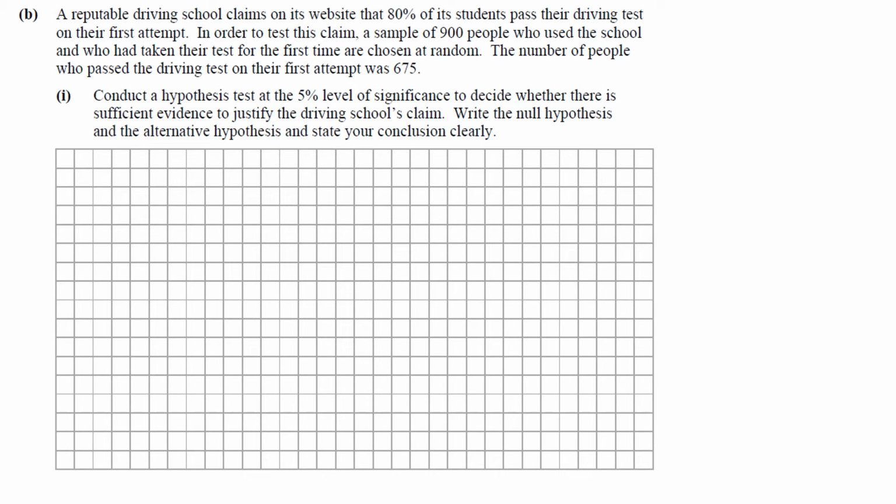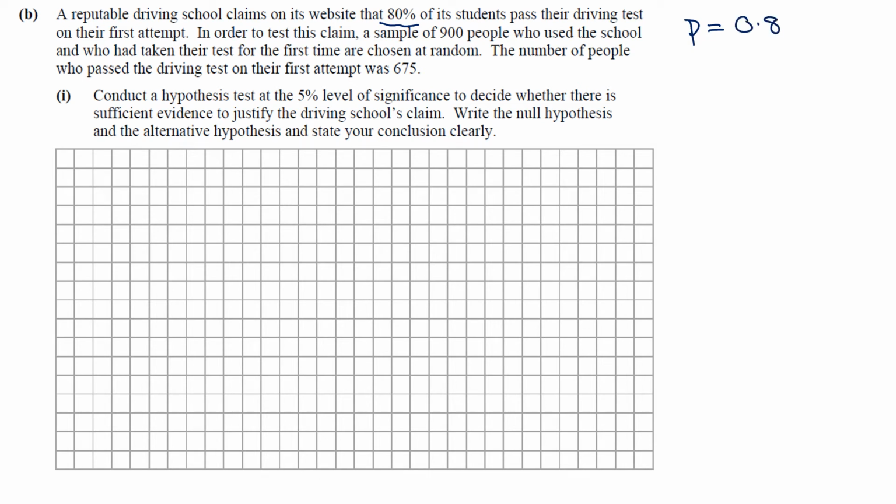So a reputable driving school claims on their website that 80% of its students pass their driving test on the first attempt. So this is important. This is their claim, 80%. So that is the proportion. Okay. So we call that our P, 0.8.